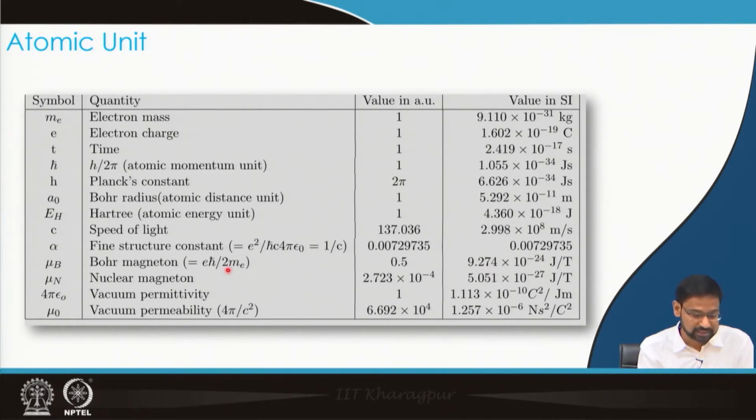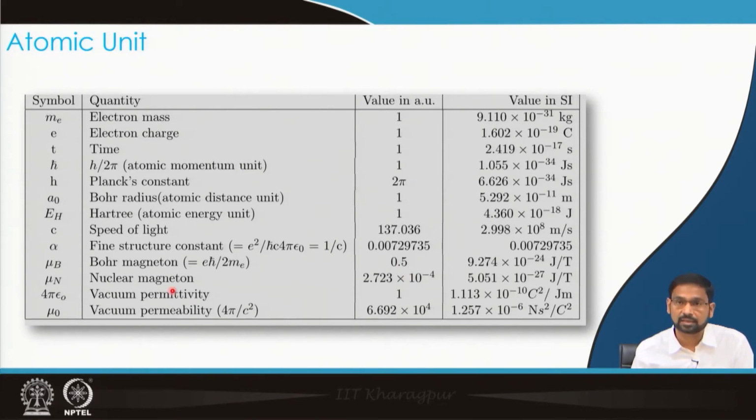Like the Bohr magneton is expressed for the electron. When I am talking about the nuclear magneton, I simply replace this relation, e h bar divided by 2 me, where me, the mass of the electron, is replaced by the mass of the proton to get the nuclear magneton's value in atomic units. And since we know that the mass of the proton is nearly 2000 times heavier than the mass of the electron, you see the nuclear magneton is about 3 orders of magnitude less than the Bohr magneton.